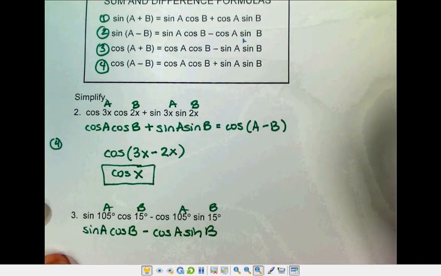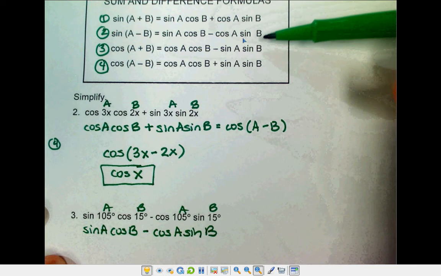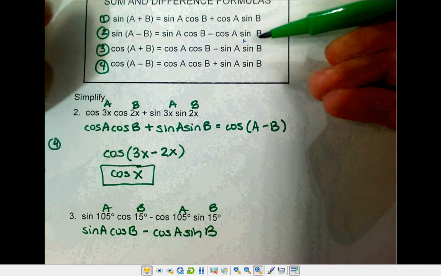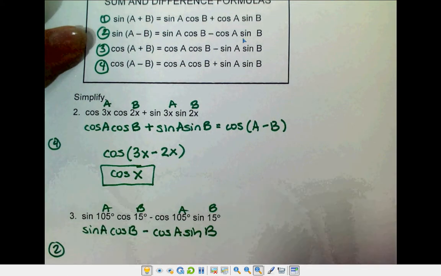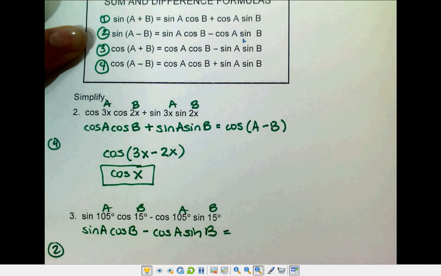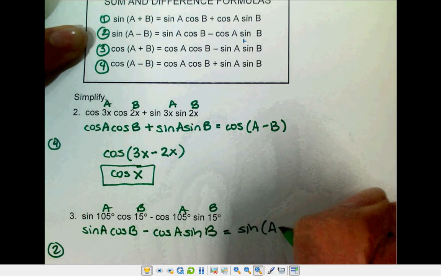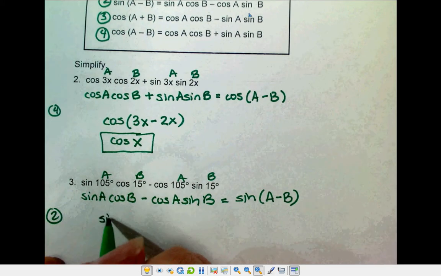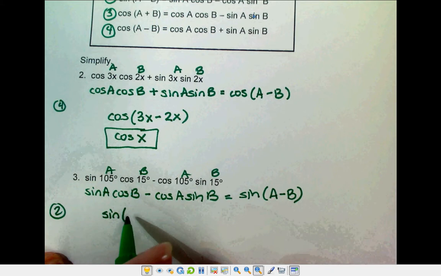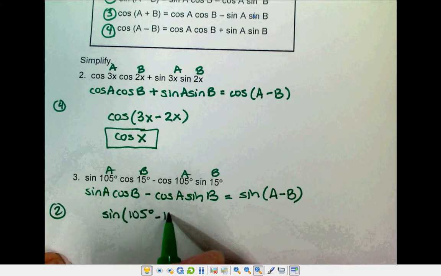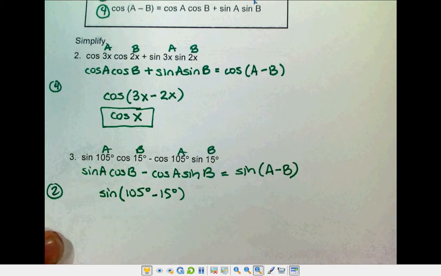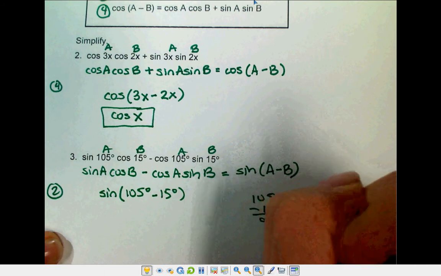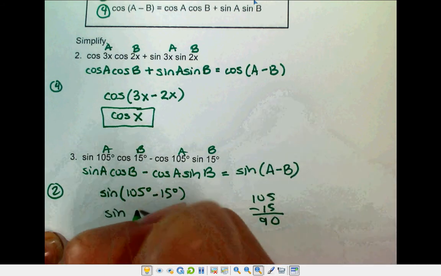It's a subtraction sign. So with subtraction, I'm going to be using either number 2 or number 3. And I have a sine, cosine, minus cosine, sine. And that one matches rule number 2. And so I can simplify this to be sine of A minus B. Now I'm just going to replace my A and my B with the numbers given in the problem. So A is 105 degrees, B is 15 degrees. And so I'm going to subtract 105 minus 15, which gives us 90. So this is just sine of 90 degrees.